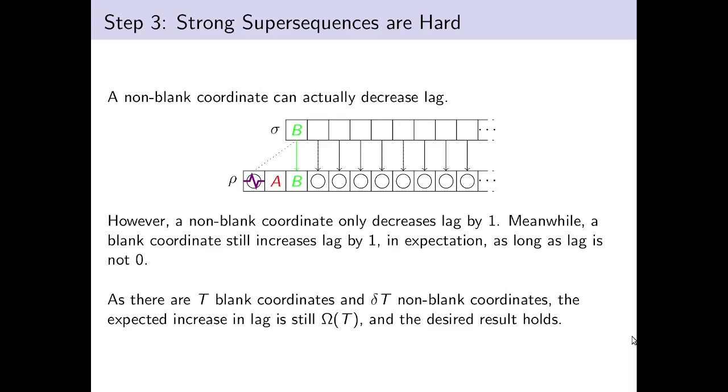Now, there are a couple of catches here. Notably, we need to prove that the lag never hits 0, which we do through a sort of recursive build-up of starting with a very small sequence, then that builds up. You need to argue that you can't have very large runs of non-blank coordinates, or rather that if you do, then the rest of the string will be convenient. But we omit these details, and you can find the details in the full paper.